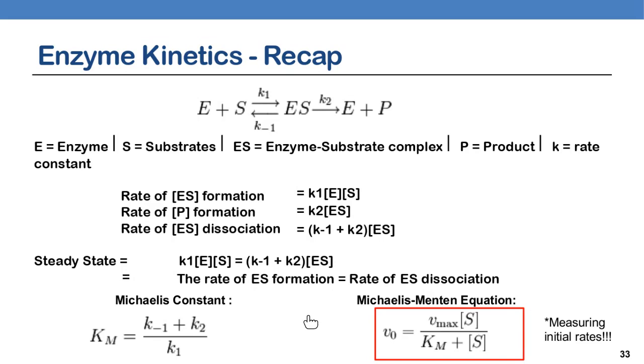And then we have our Michaelis-Menten equation, which you guys should definitely know, which is our initial rate is going to be equal to our Vmax times substrate over our Km plus substrate.